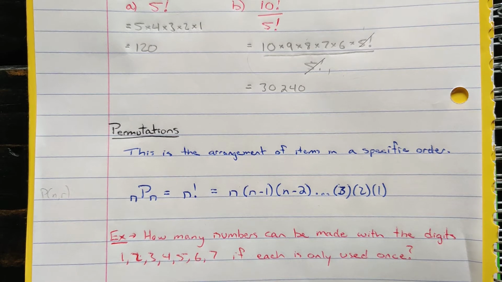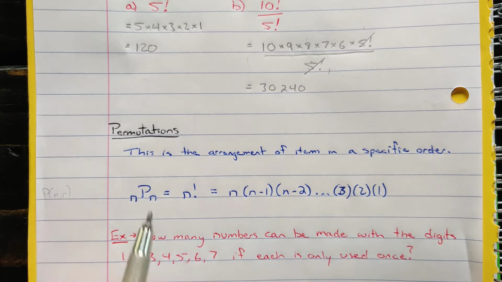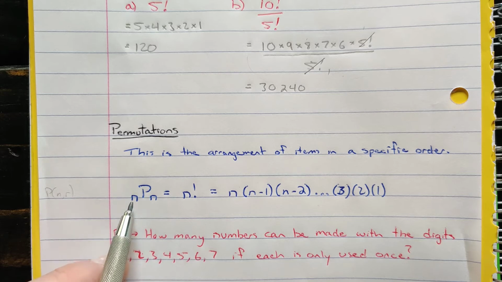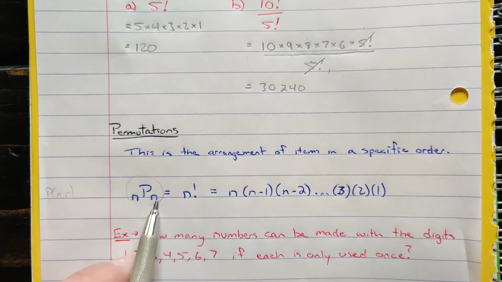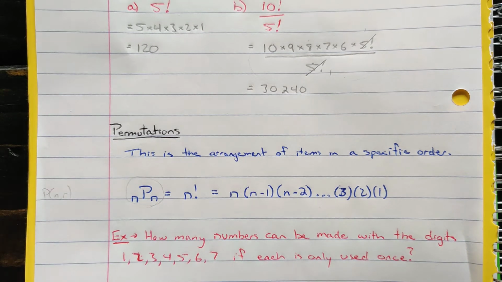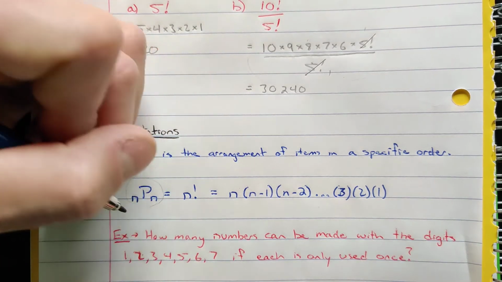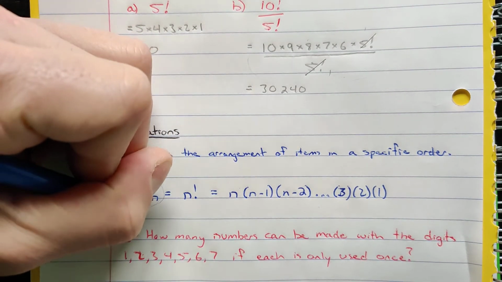Order does matter. And so formulaically, in general, the number of permutations, the equation or the notation looks like this. It also could look like this.